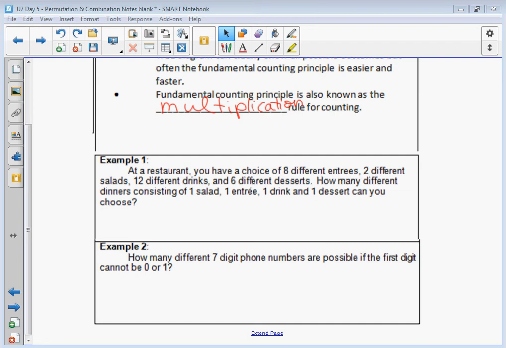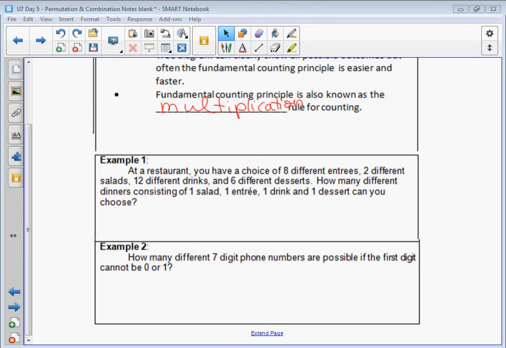Here we are on page 2, and example 1 says, at a restaurant, you have a choice of 8 different entrees, 2 different salads, 12 different drinks, and 6 different desserts. How many different dinners consisting of 1 salad, 1 entree, 1 drink, and 1 dessert can you choose?